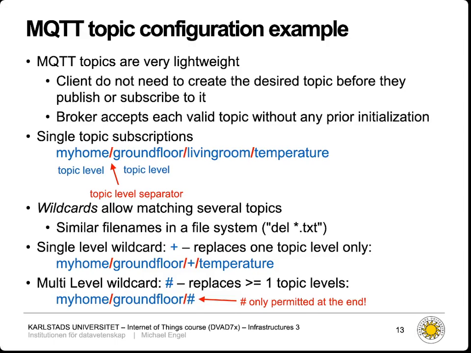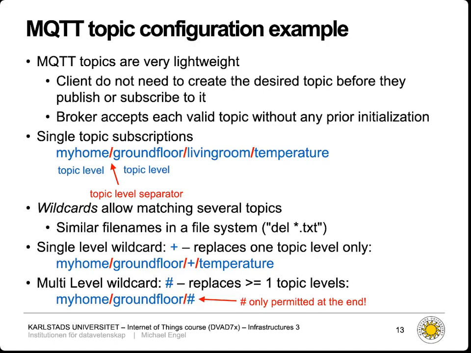So it cannot replace several levels of topics in between and then have something at the end. My home/#/temperature in our example would not be allowed. Here it's only at the end, serving as a catch-all. That's one constraint that's probably caused by the resource efficiency of the protocol, because that makes it much easier to match. If we allowed a hash mark somewhere arbitrary in between, the amount of scanning and parsing we'd have to do to process these topic strings on the broker would be much higher.